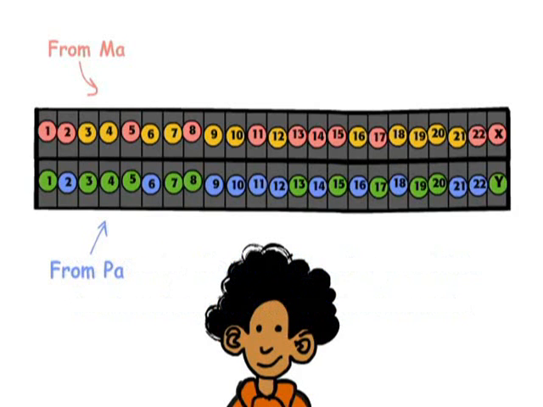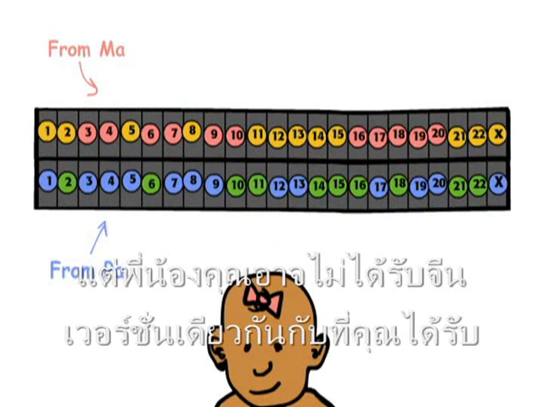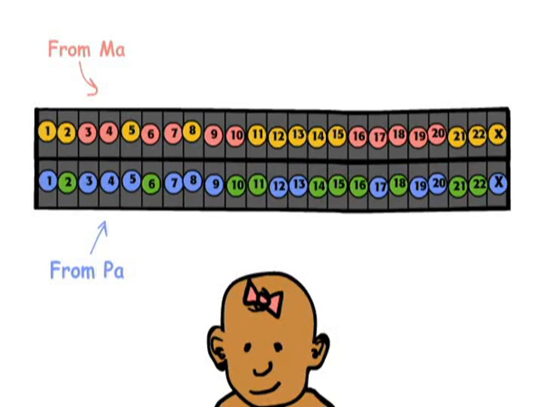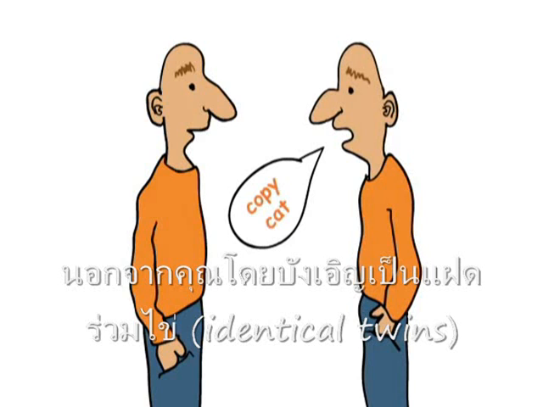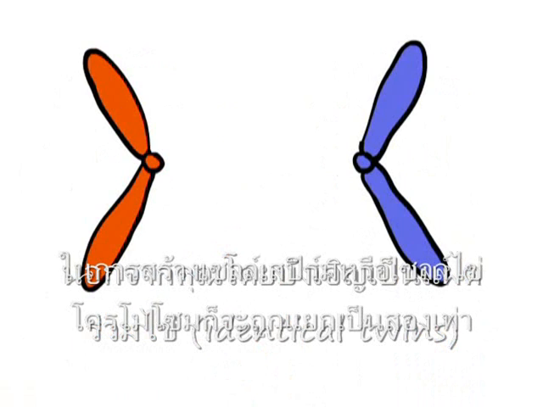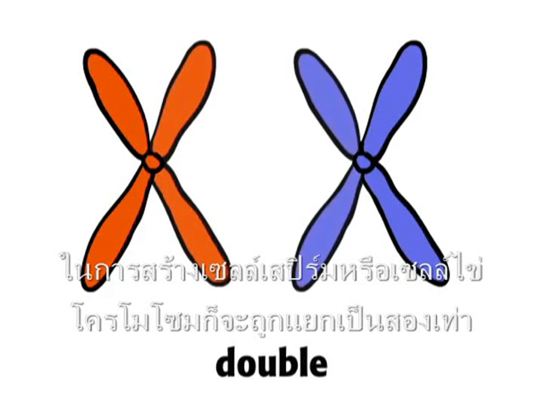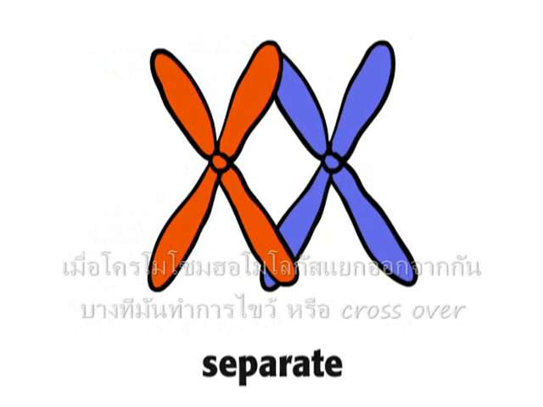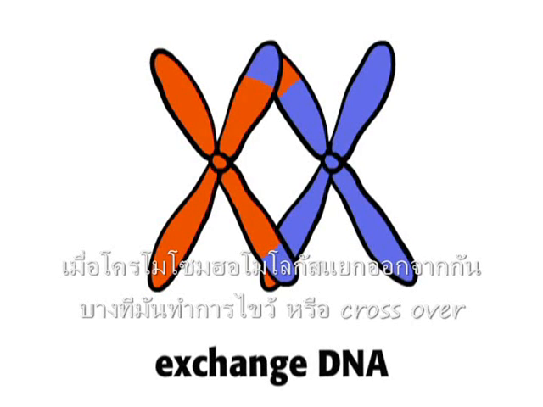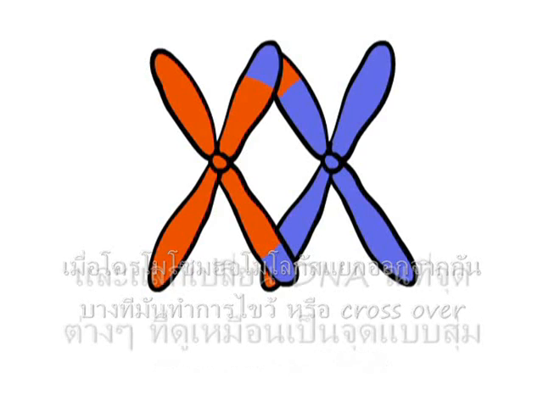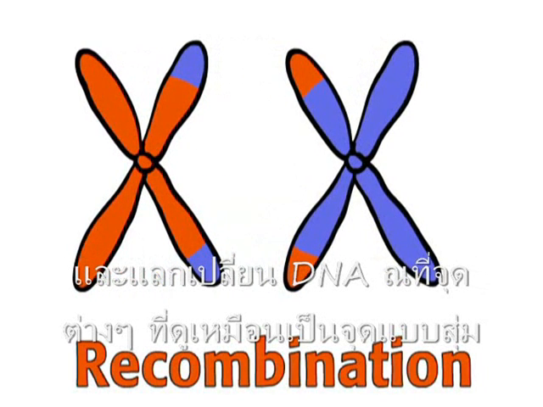But your siblings didn't necessarily get the same versions of your parents' genes that you did. Unless you happen to be an identical twin. To form sperm or egg cells, your chromosomes double, like so. When the homologous pairs separate, sometimes they cross over and at seemingly random points exchange DNA. This is called genetic recombination.